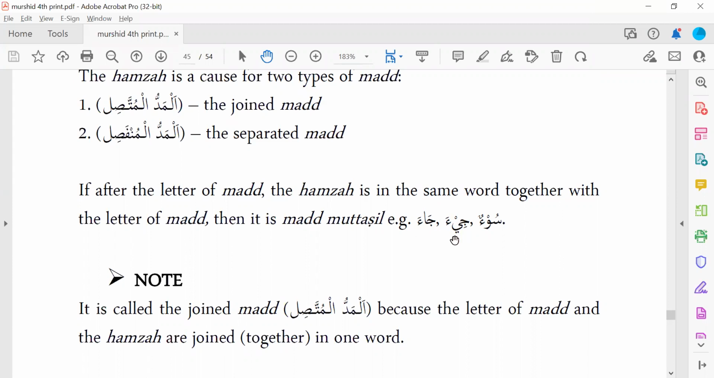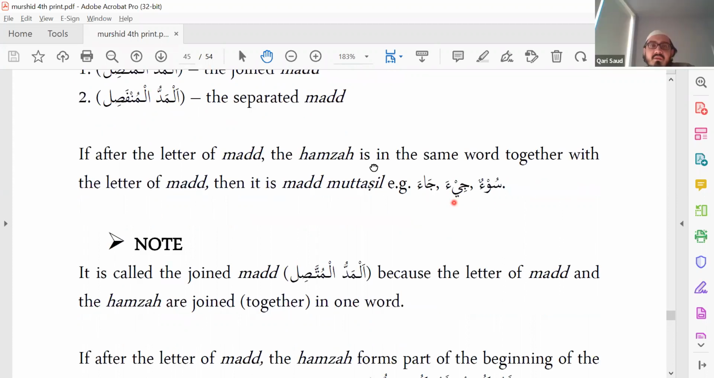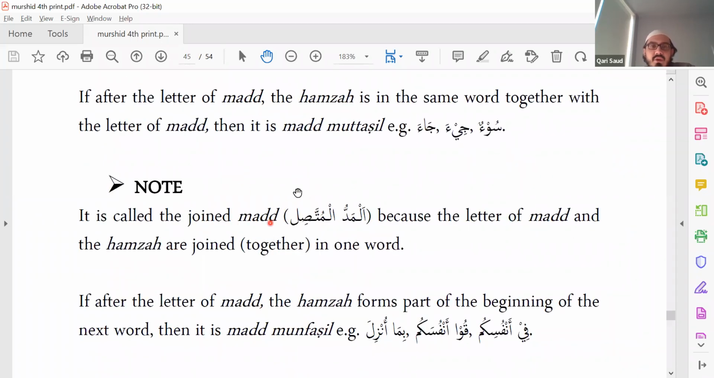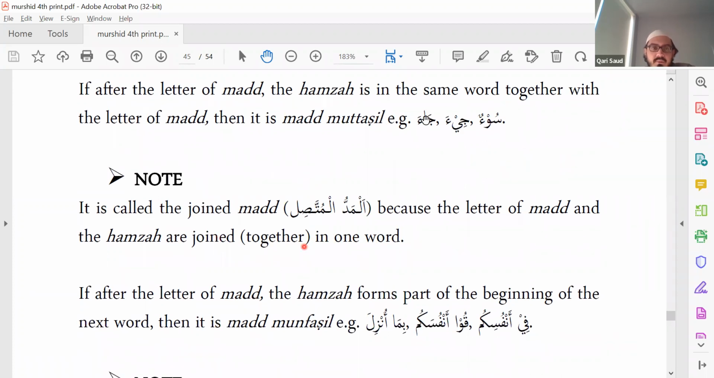Ya, because after that is hamza. And where's the mad letter in this word? Su'un. Good, followed by hamza. So this is mad muttasil because it's in one word. It is called the joined mad, al-mad al-muttasil, because the letter of mad, in this case the alif or the ya or the waw, and the hamza are joined together in one word.